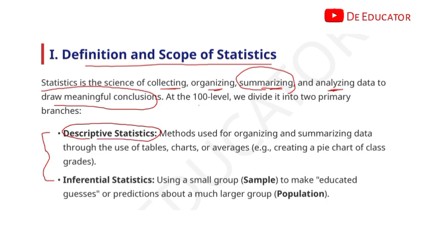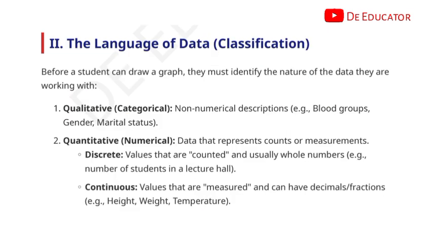Now for inferential statistics, it is when we use a small group known as a sample to make educated guesses or predictions about a larger group. For example, if they say that pouring water on a plant makes it grow, somebody did that experiment, but not on all the plants on earth. The person selected a few plants, conducted the experiment, and discovered that water is a necessity for plants to grow. That kind of statistics is known as inferential statistics. That's just an example, by the way.